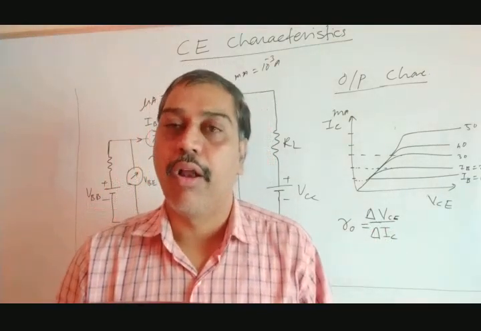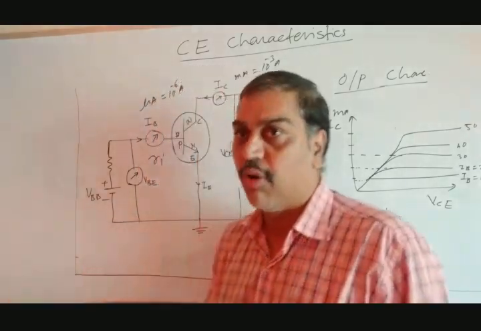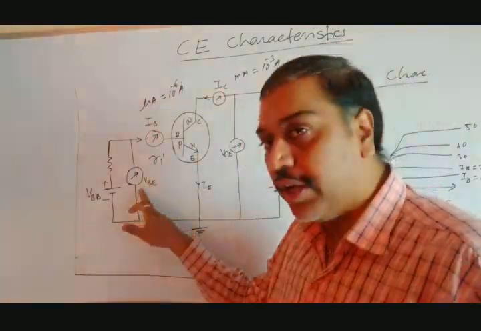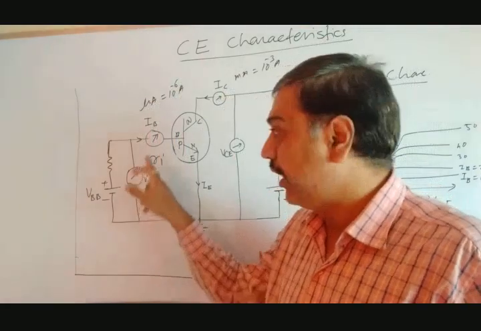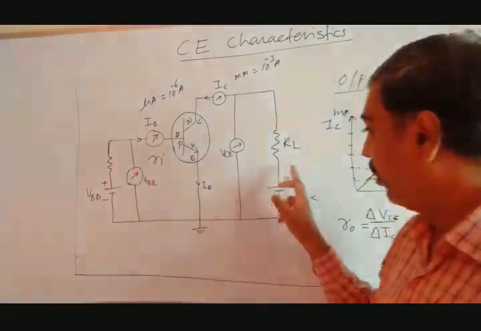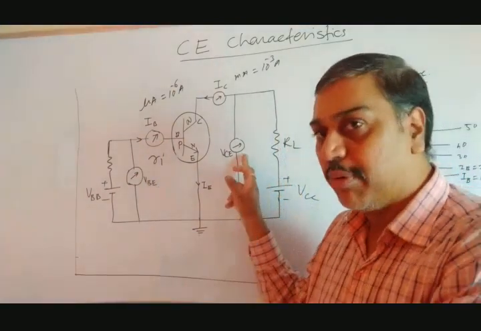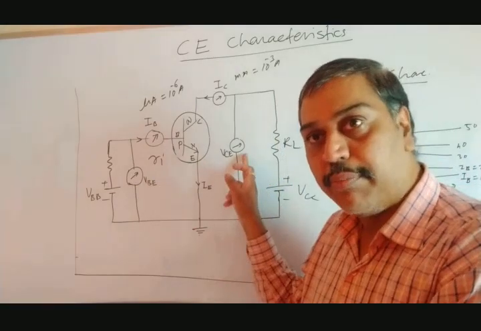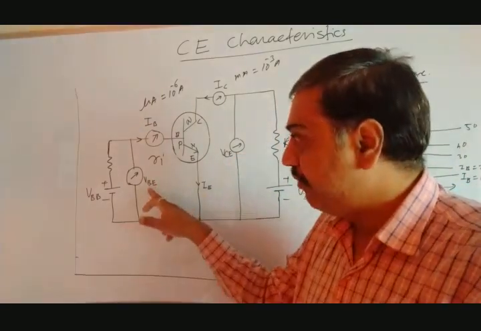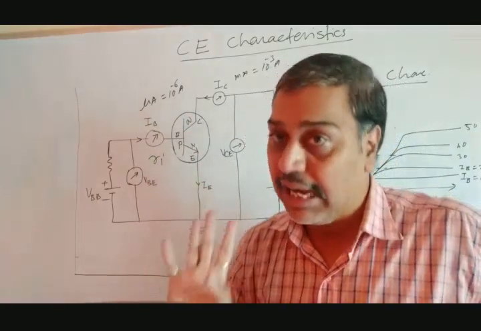I hope all of you understand what the input characteristics are. Input characteristics means the variation of input voltage, and accordingly how the input current changes. While doing this, output voltage VCE must be constant. That comes in input characteristics. We have to find out the input resistance. Again it is what? VBE divided by IB. Both are varying, so it is delta.